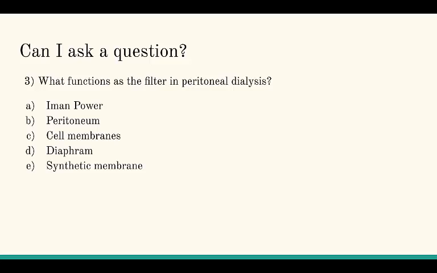So, what does the filter do in peritoneal dialysis? A, imam power. B, peritoneum. C, cell membranes. D, diaphragm. E, synthetic membrane. I mean, it's kind of also in the name. Peritoneal dialysis takes advantage of the membrane inside your body, which is called the peritoneum.